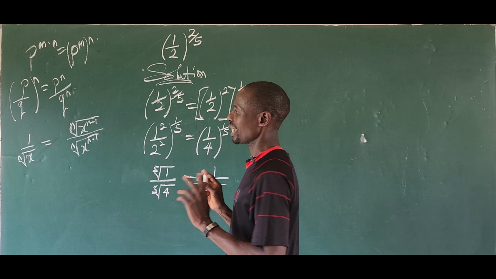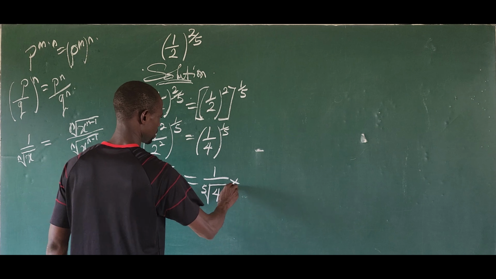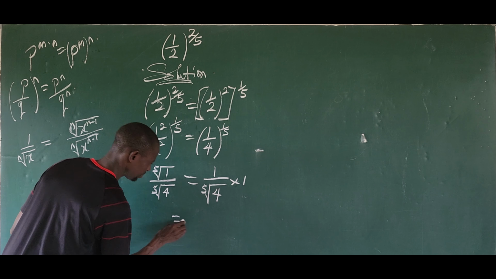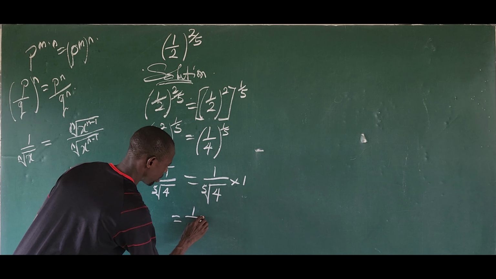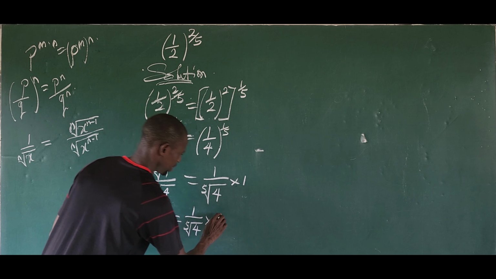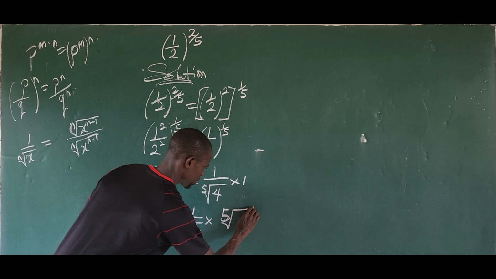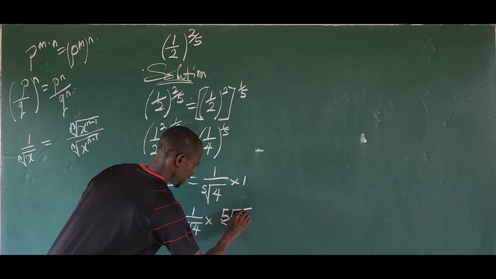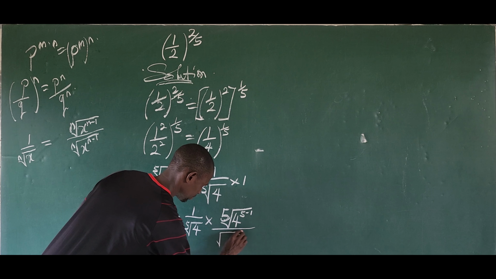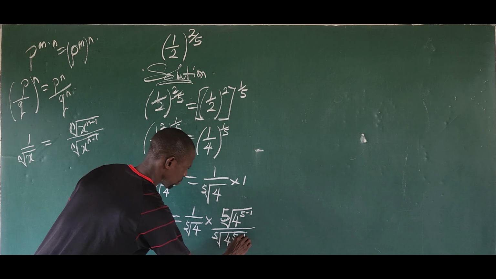Okay, so what does that imply? We're going to multiply these by 1. So if we multiply these by 1, this comes into play. And so this is going to give us 1 over the fifth root of 4 times the fifth root of 4 raised to 5 minus 1, all over the fifth root of 4 all raised to 5 minus 1.